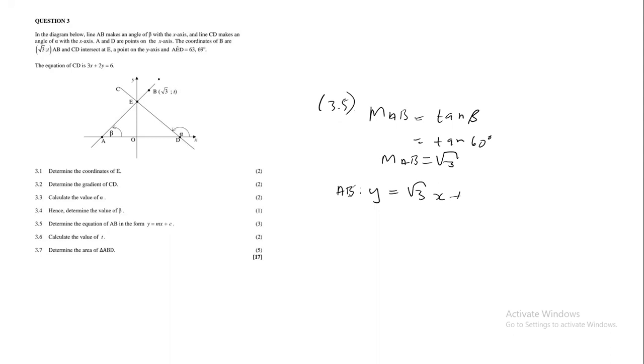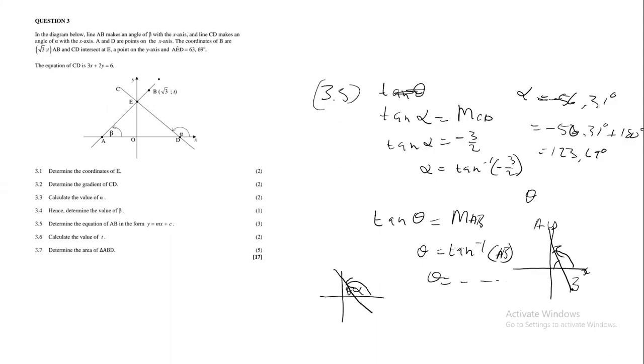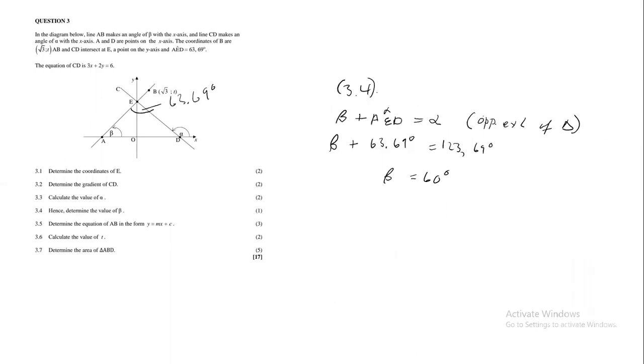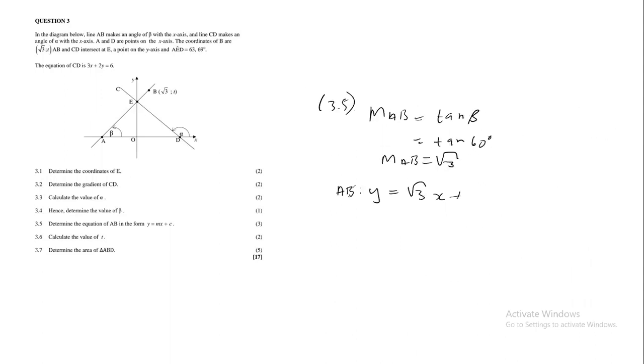And how much did we get for coordinates of E? We got positive 3. So it's going to be positive 3. So this is the gradient, and this is the y-intercept of line AB. Therefore, this is the whole equation of line AB. Do you all understand?